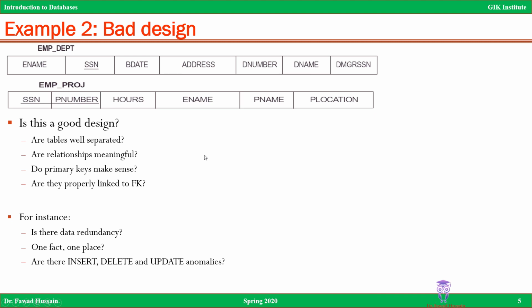Compare this to a bad design. A bad design is one in which the employee and department are merged into a single table. So here we can see that the employee name and the department name and the department manager and department number are all in the same table. So this is a case where we have multiple facts in a single table, and this is never a good design. Is there going to be a redundancy? Yes, there is going to be redundancy.